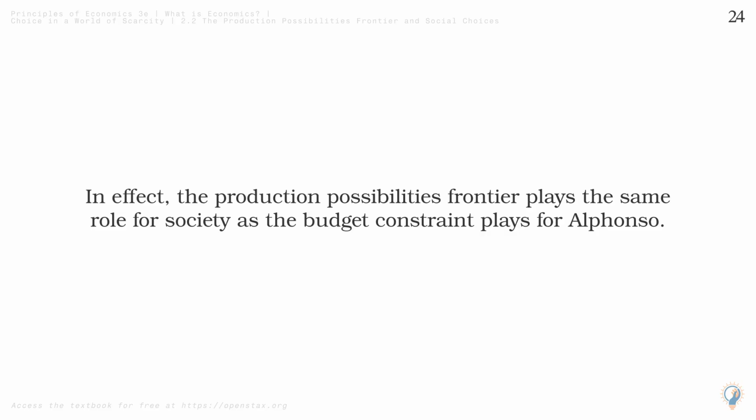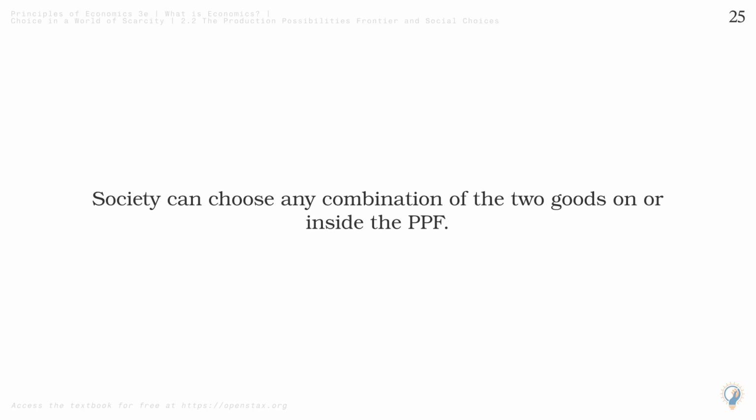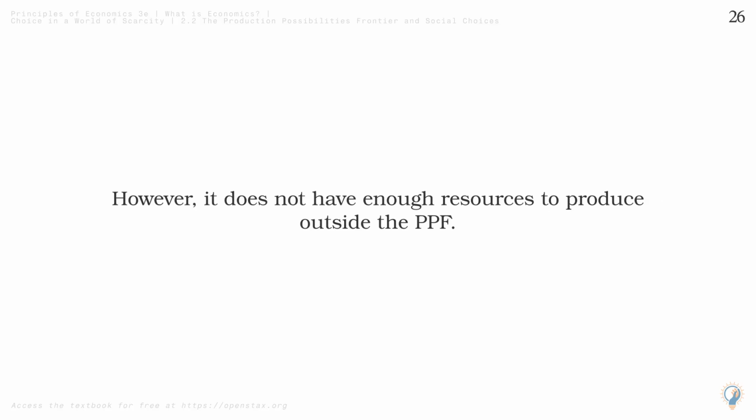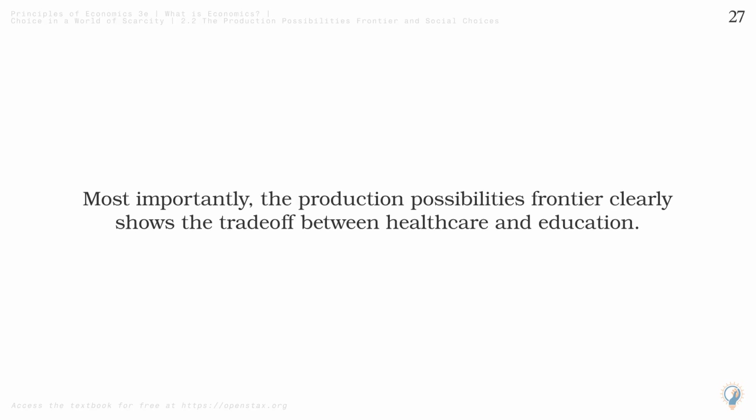In effect, the production possibilities frontier plays the same role for society as the budget constraint plays for Alfonso. Society can choose any combination of the two goods on or inside the PPF. However, it does not have enough resources to produce outside the PPF. Most importantly, the production possibilities frontier clearly shows the trade-off between healthcare and education.